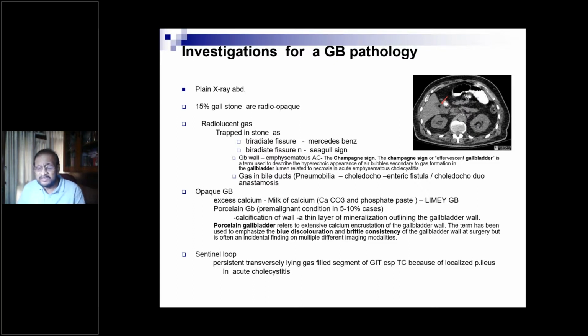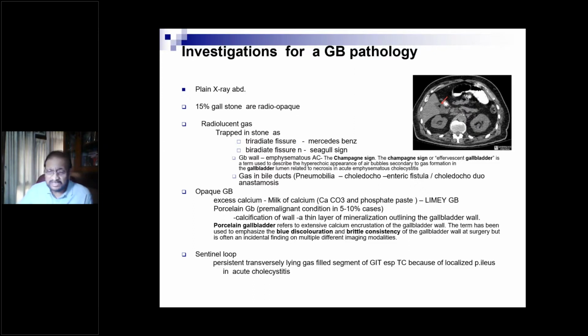What is a sentinel loop? It is basically a persistent loop of intestine diagnosed on the basis of a gas shadow. So you'll have a gas shadow in a segment of bowel. Usually seen with what? Acute pancreatitis. There is a jejunal shadow out there. That is again a sentinel loop.